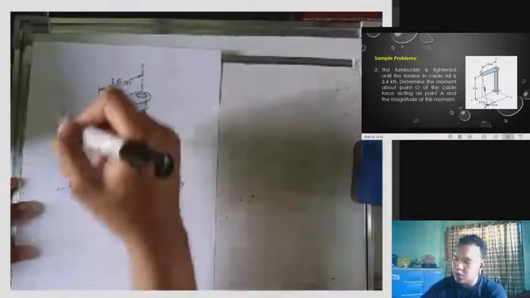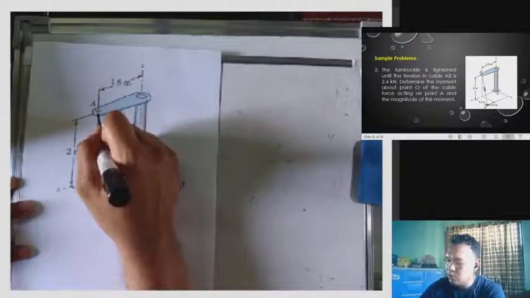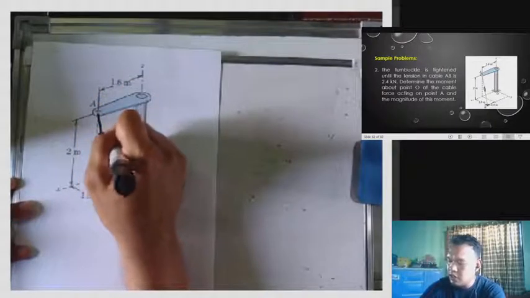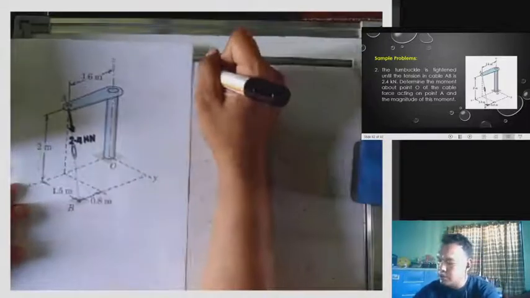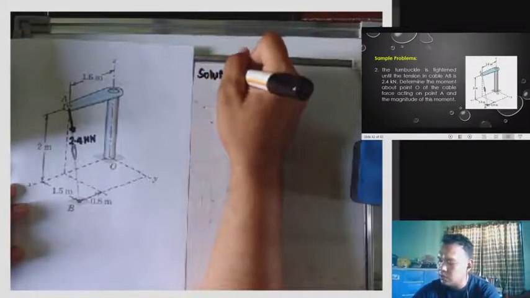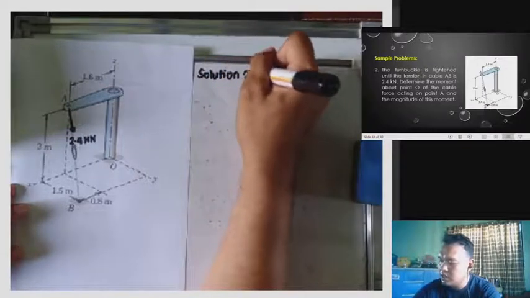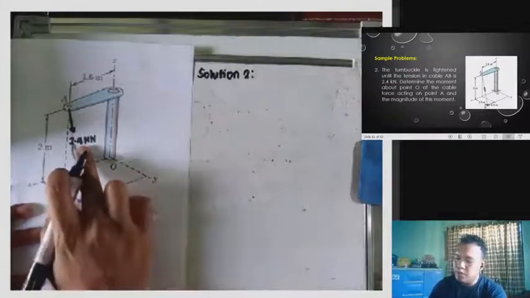Okay, so we have here 2.4 kilonewton na force, ito mag-act dito. So we have here 2.4 kilonewton. Then we have here solution number 2. Okay. Solution number 2. So we have here 2.4 kilonewton.